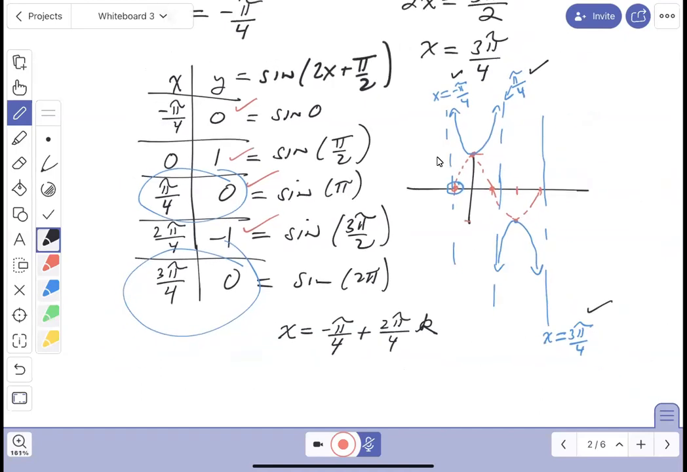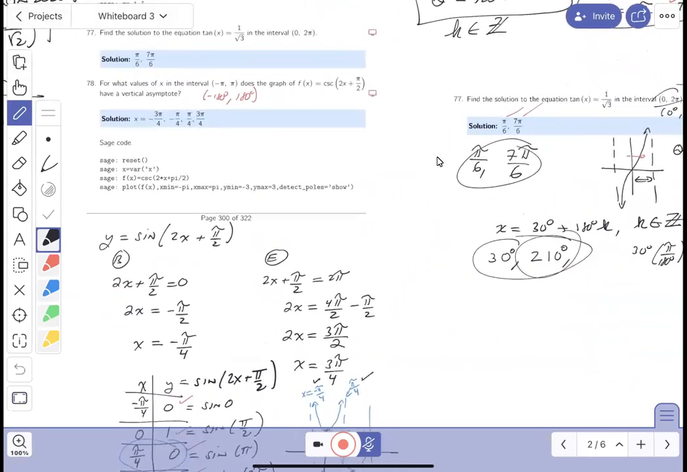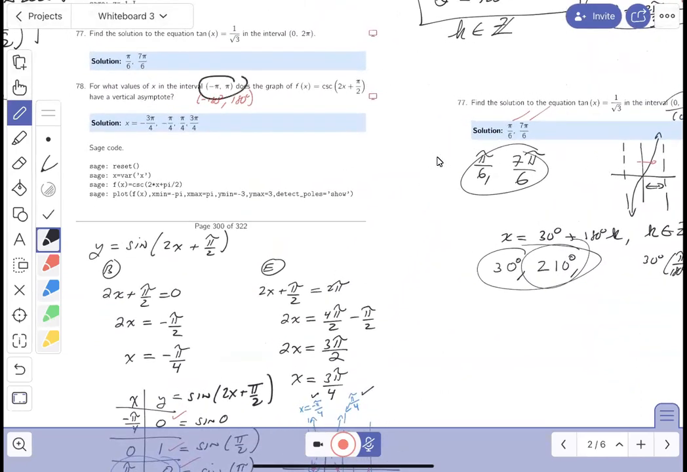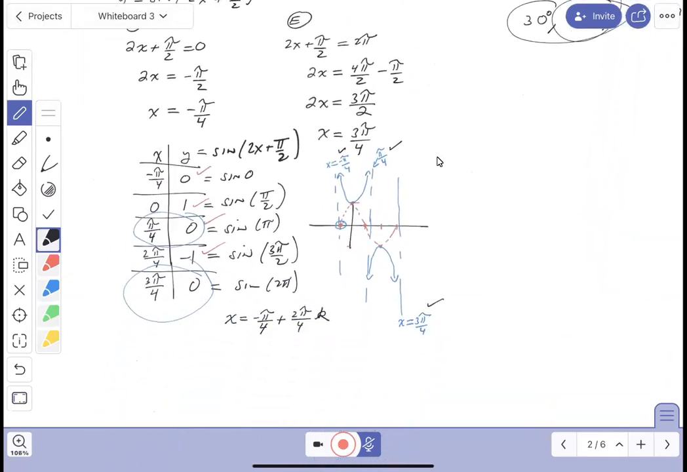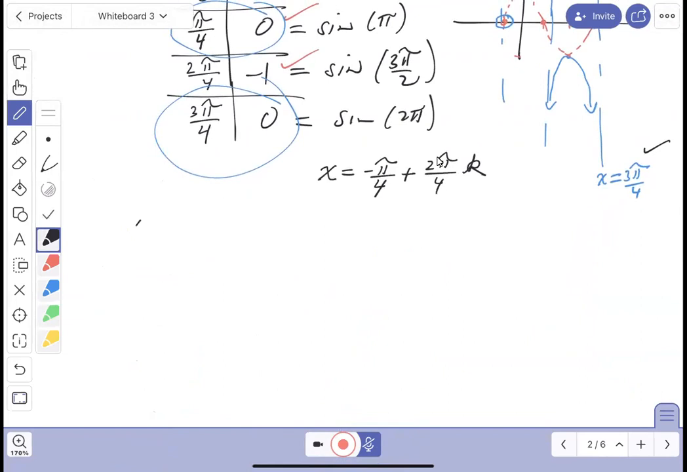I want to go back to their question, though. And what do they want to know? Let's go back to it. They want to know these between minus pi and pi. So they want these that are between minus pi and pi. Well, I'm going to write them in terms of pi over 4. So that'll be minus 4 pi over 4 and 4 pi over 4.